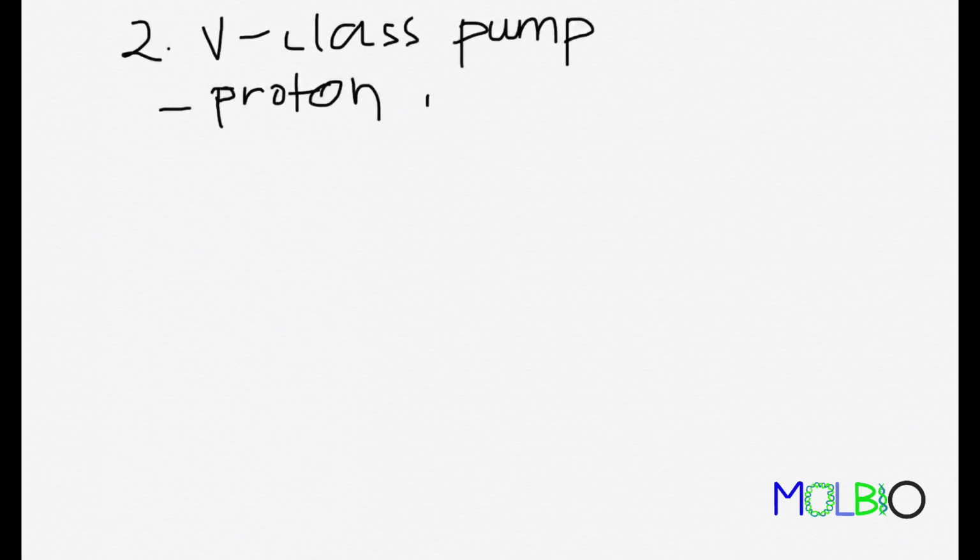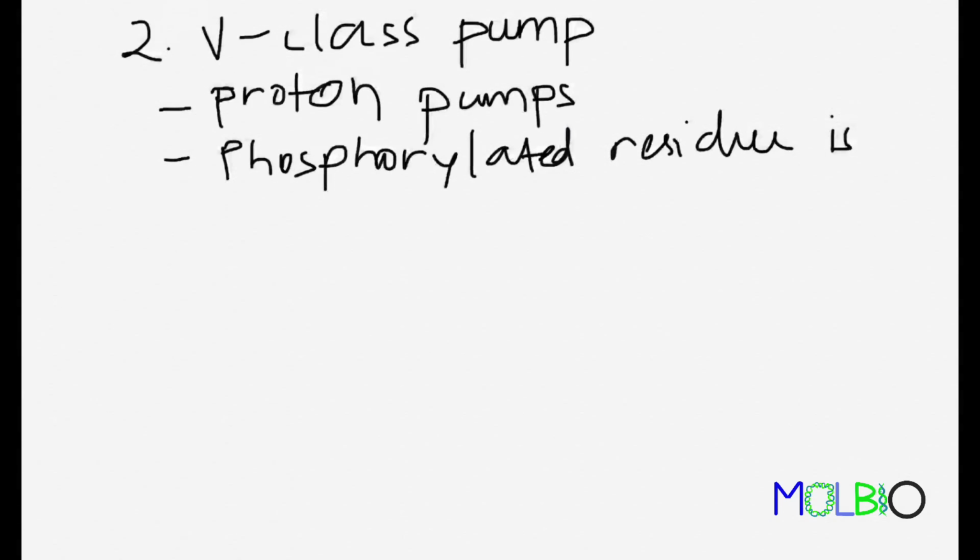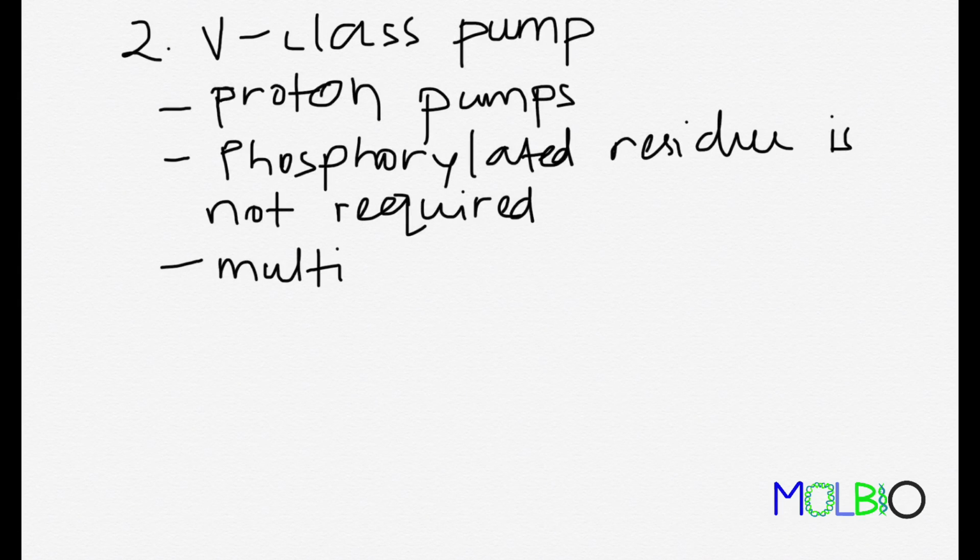Now we'll talk about a second class of pump called B-class pump. It is a proton pump, although its name doesn't start with P. And we call it B-class pump because it is mostly found in vacuoles inside the cell. Now, the fascinating thing is this does not need phosphorylation in one of its residues, even though it uses the same energy source, which is ATP. So this is the difference as compared to P-class pump, and that is why it is not called P-class pump.